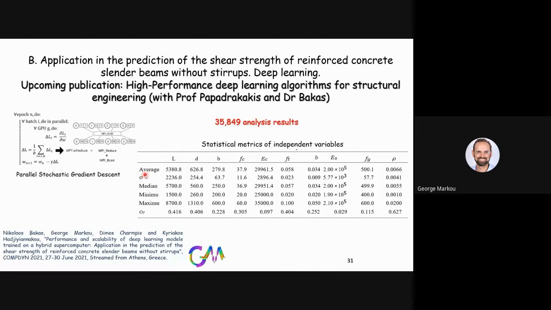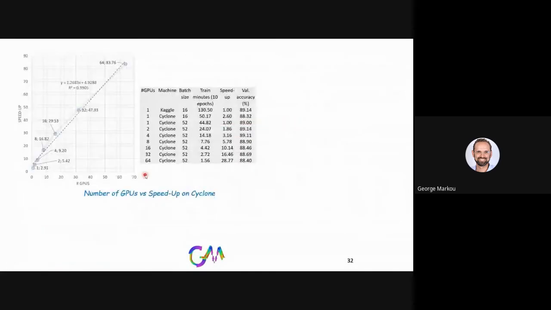And we were able to train by using deep learning and artificial neural networks to train a new advanced model. This is the number of GPUs used versus the speed up on Cyclone. Cyclone is a supercomputer that has 64 Tesla GPUs. And as you can see, the scaling is pretty amazing. It's almost linear. So the more GPUs we use, the faster the actual training gets. And you can see here the time required to train and develop the model.